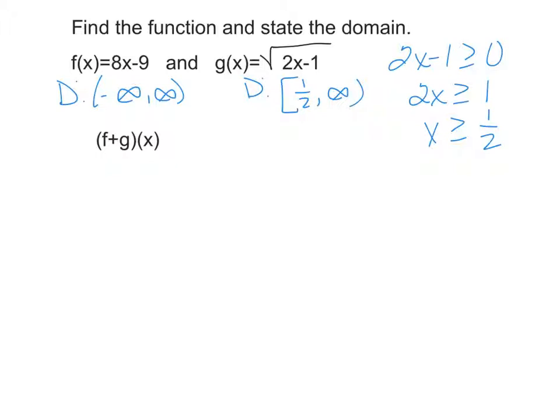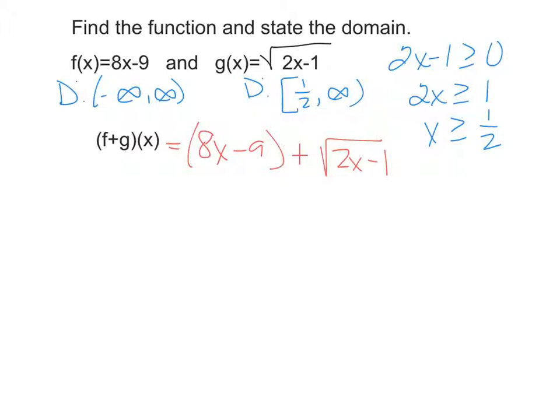Cool. So when you're looking at your composition of function, it has to work for both. It has to work for both domains when you get to the domain part. Cool. So first of all, let's just put these two guys together. I have my f of x function. So I have 8x minus 9 plus my square root of 2x minus 1.